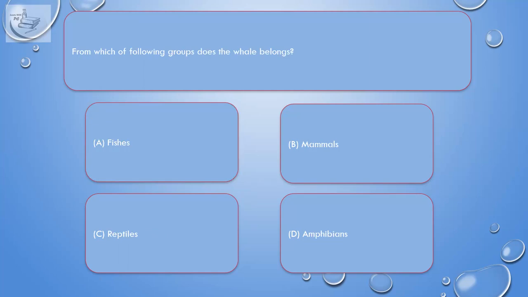Question: From which of the following groups does the whale belong? A. Fishes, B. Mammals, C. Reptiles, D. Amphibians. Correct answer is B. Mammals.